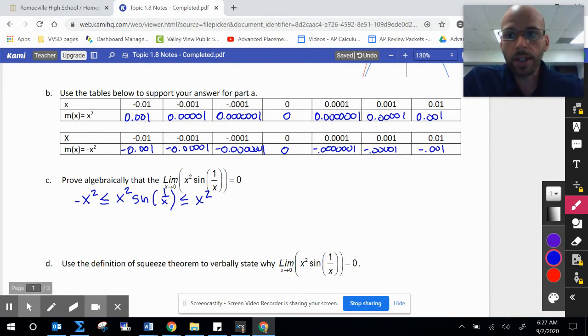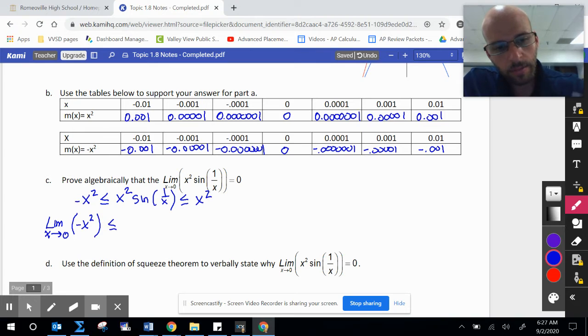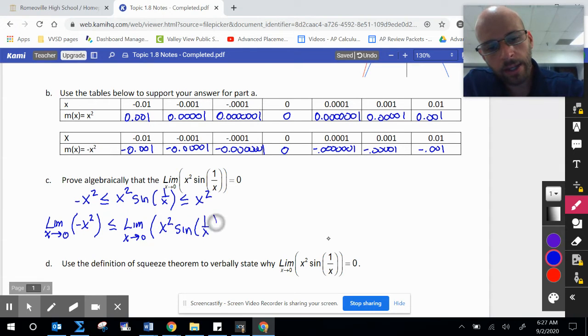Now, if I use limits, if I take the limit as x approaches 0 of negative x squared, I know that that's going to have to be less than the limit as x approaches 0 of x squared sine of 1 over x, which has to be less than the limit as x approaches 0 of a positive x squared.